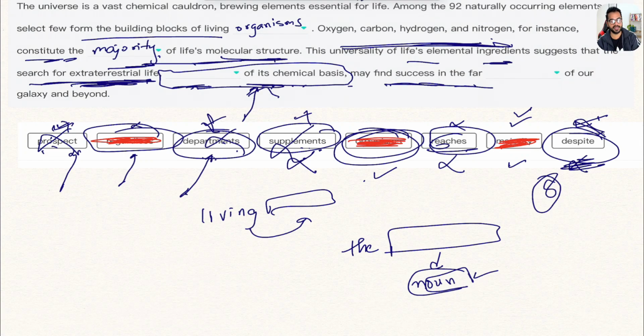If it was despite, then there would have been something, a new sentence after the word despite, because it's a preposition, so it would add something after that. So that is not happening over here. May find success in the far reaches. Far reaches as in, if you go galaxy and beyond, so as far as you want to go, you may find success for extraterrestrial life, and doesn't matter what chemical bases they are of.